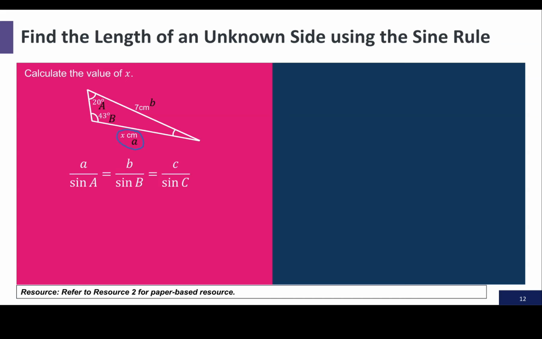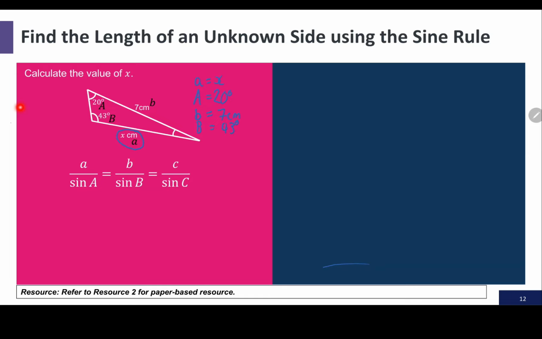And in this case here, I don't need the other side or the other angle, so I haven't bothered labelling it. So I'm swapping in the formula, this formula here, I'm swapping lowercase a for x, capital A for 20 degrees, b I'm substituting for 7 centimeters, and capital B I'm substituting for 43 degrees.